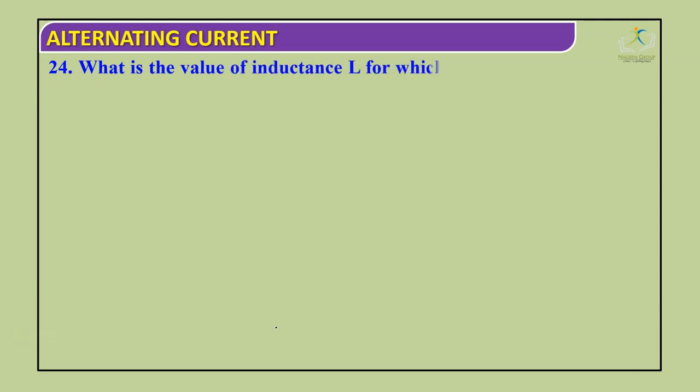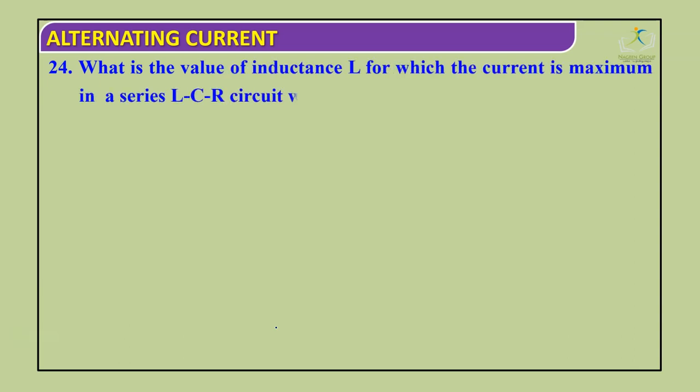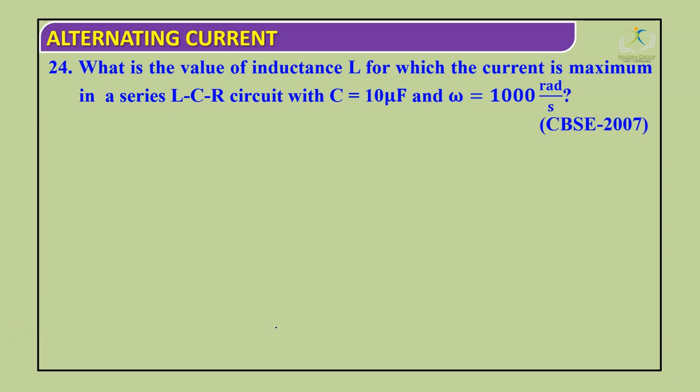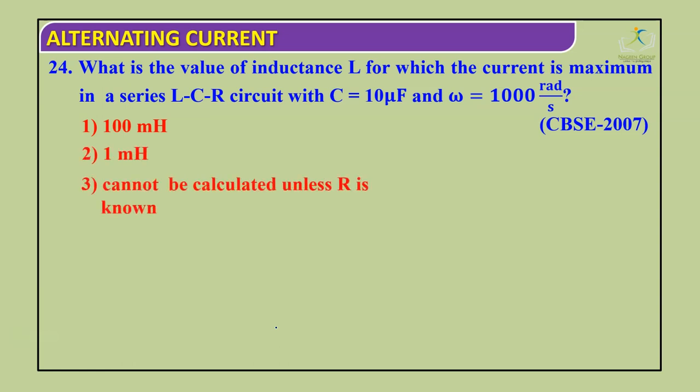Next question we have: what is the value of inductance L for which the current is a maximum in an LCR circuit with C equal to 10 microfarad and omega equal to 1000 radian per second? Options: 100 millihenry, 1 millihenry, cannot be calculated unless R is known, and 10 millihenry.